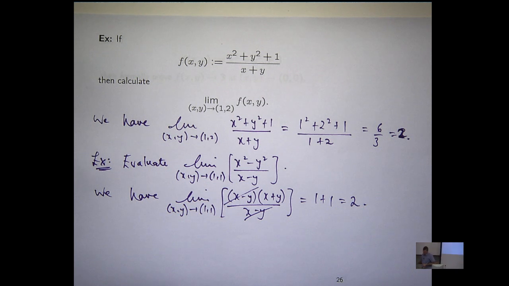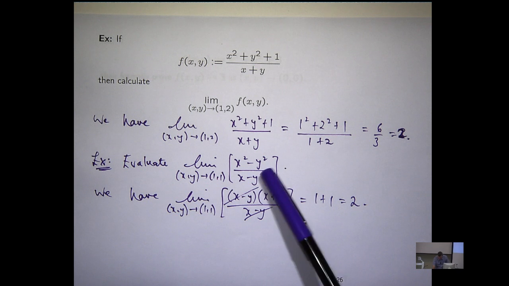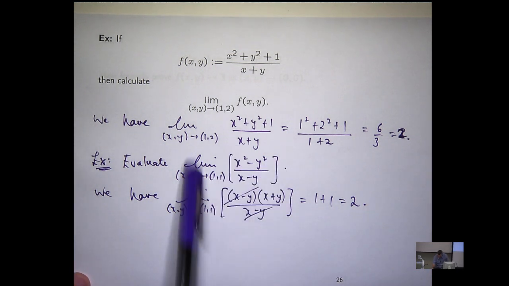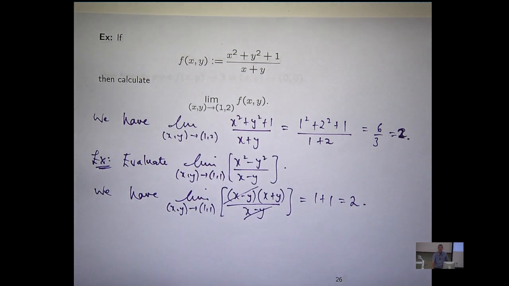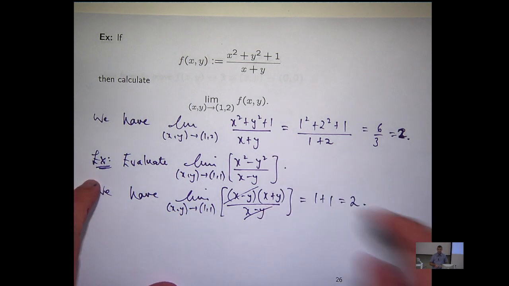Remember, whenever we calculate limits, we're assuming that we're approaching the point in question, in this case 1, 1, through paths or lines that are all in the domain of the function. So, of course, here, the line y equals x isn't in the domain of this function, so we can't approach 1, 1 along that line. So that's implicitly understood. Okay, there's a couple of easy examples.